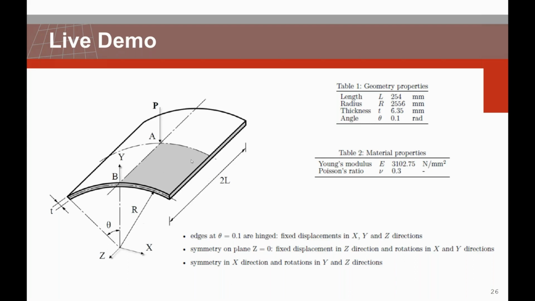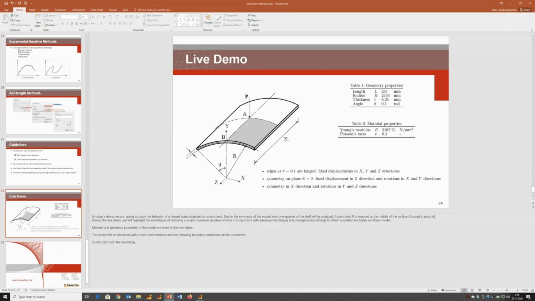Material and geometry properties of the model are listed in the 2 tables. So the material is linear, and here are the different length, radius and thickness of the panel. The model will be simulated with curved shell elements, and the following boundary conditions will be considered. We have 2 symmetry planes, and we will fix the displacement in x, y, and z direction at the edge at theta 0.1 to simulate the hinged connection. So having said that, let's move to Diana.